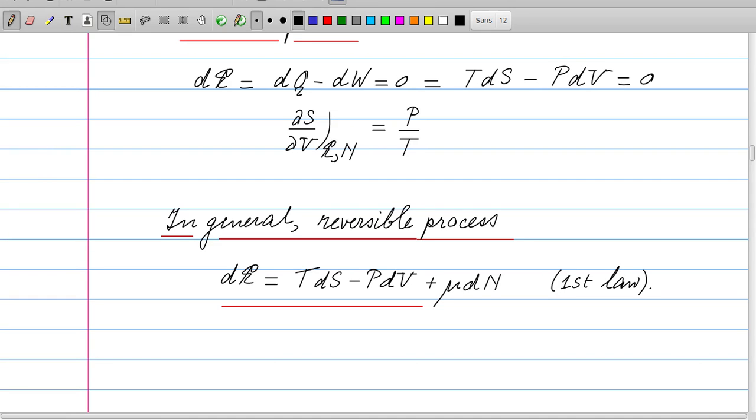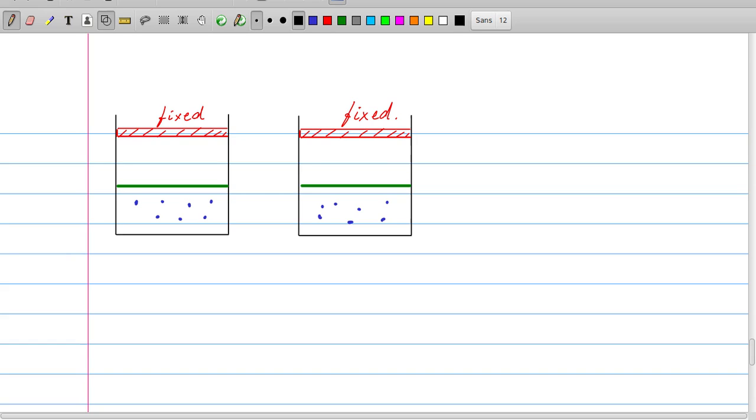So what we can conclude is that in general the change in the energy for a reversible process is given as TdS minus pdV plus mu dN. Now we are going to consider two different systems. They look identical. There is a red fixed piston which just closes off the system, and there is a green piston, and that piston can move, and on the left hand side it will move very slowly up.